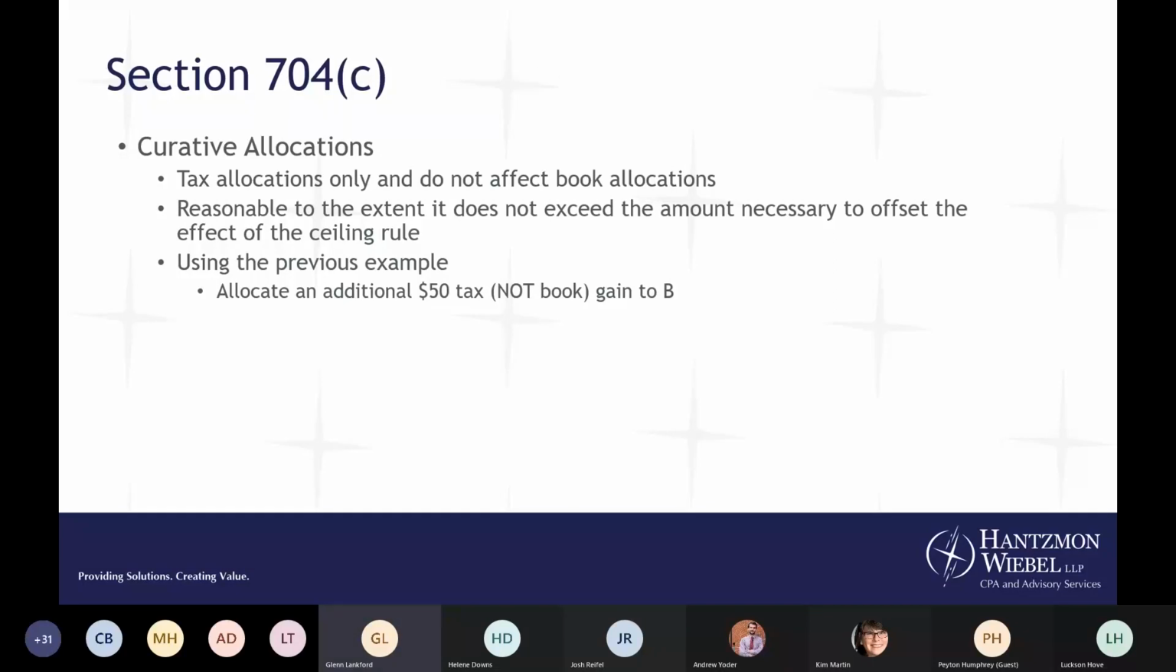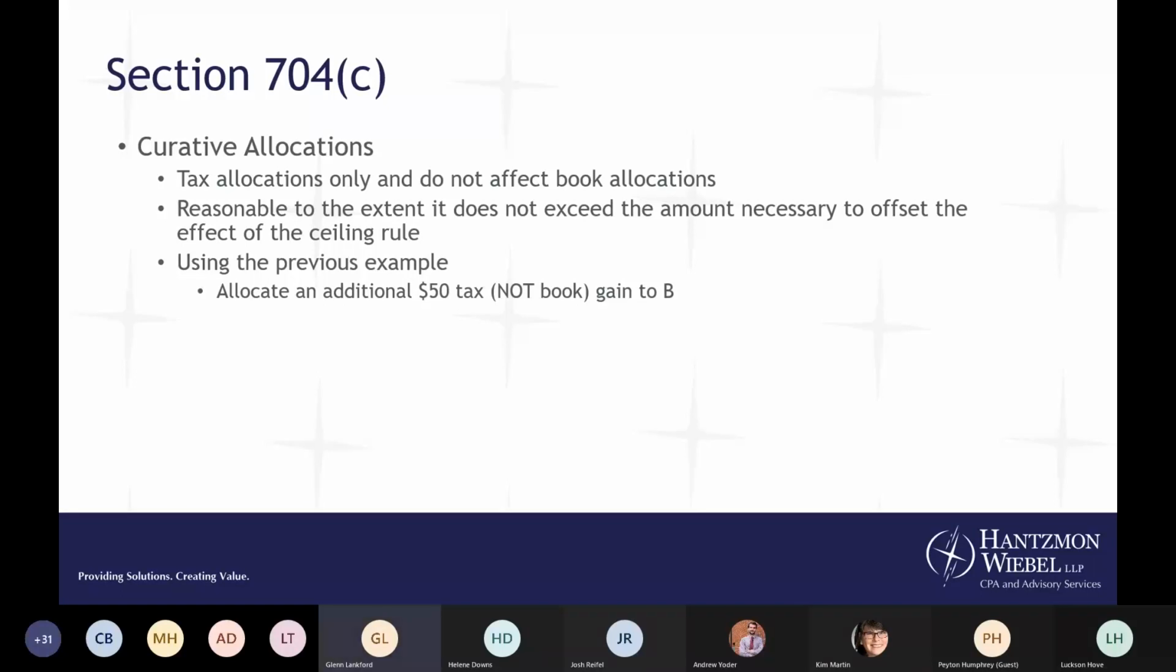What's called the traditional method with curative allocations is where, and you may have seen this reading a partnership agreement if you like to read partnership agreements, a provision for example, something called a qualified income offset.